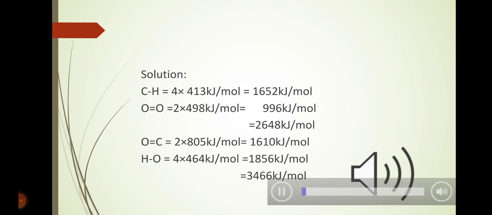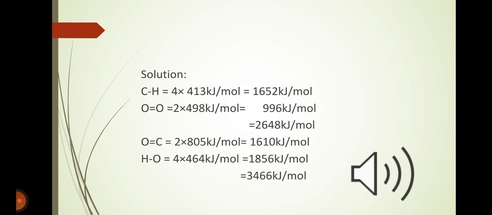In the given reaction, how many carbon hydrogen bonds are there? There are 4 carbon hydrogen bonds. So 4 into 413 kilojoule per mole is equal to 1652 kilojoule per mole. And oxygen double bond: how many oxygen bonds are there? 2 O2, so 2 into 498 kilojoule per mole, that is equal to 996 kilojoule per mole. So on the reactant side, the amount of energy will be 2648 kilojoule per mole.